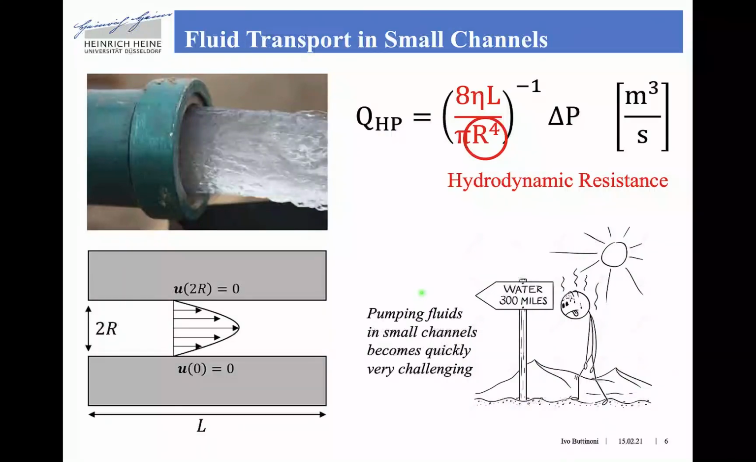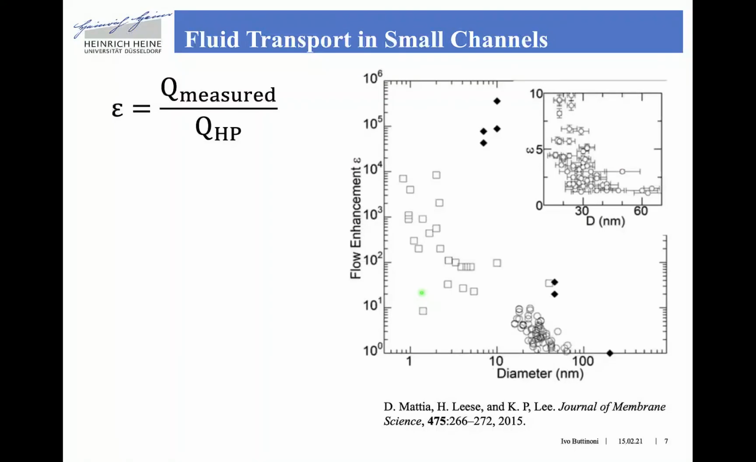However, when we look at the experimental measurements of flow in nanotubes, we find a pleasant surprise: the measured flow rates are often orders of magnitude larger, up to 10 to the power 4, than what is predicted by the simple relationship I've shown in the last slide. This is shown in this graph, where the flow enhancement is plotted, that is the ratio between the measured flow rate and the flow rate predicted by the formula before.